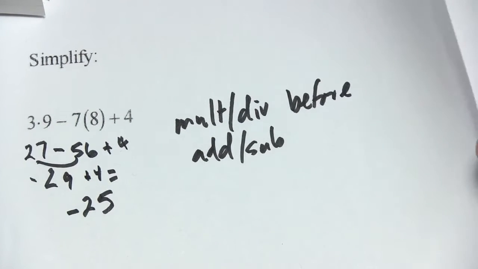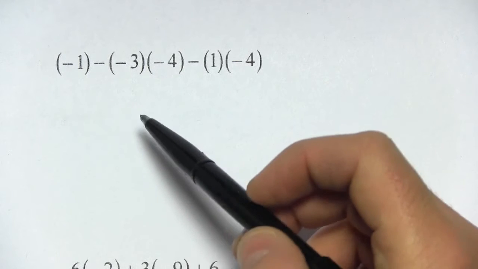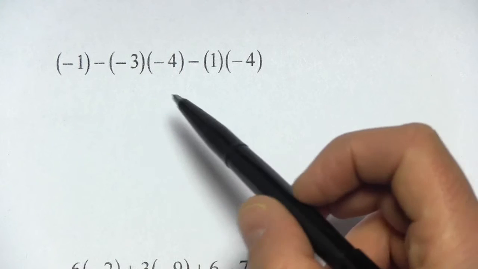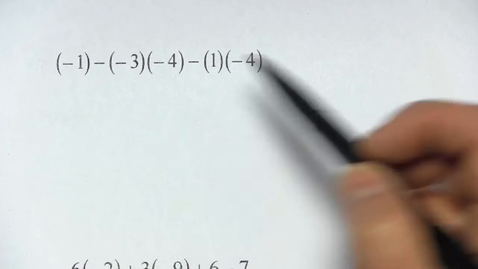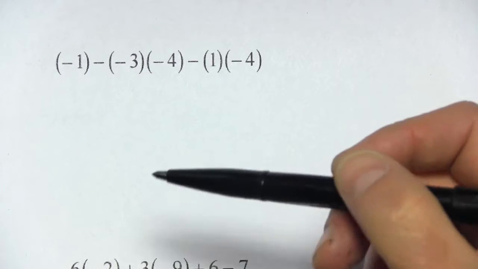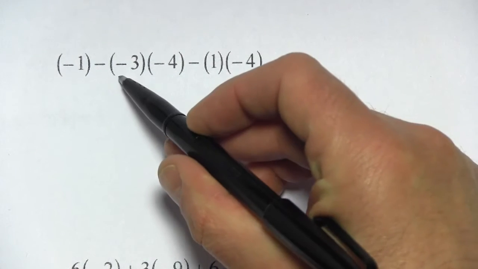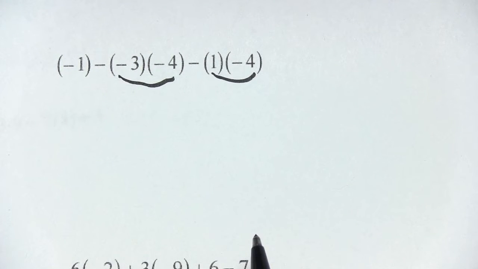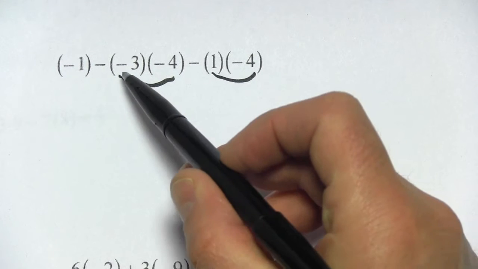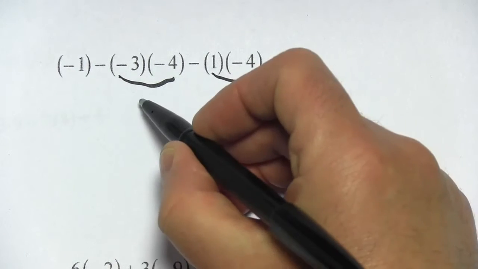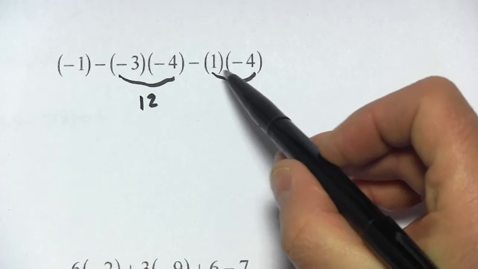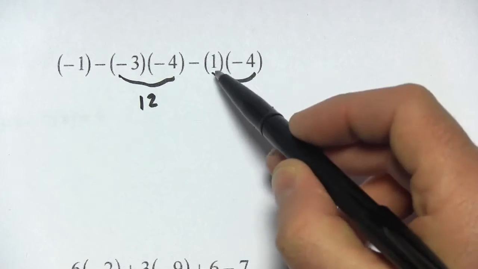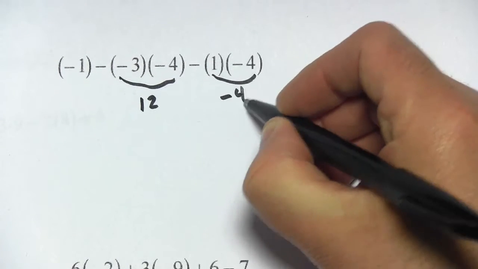Let's try another one. So here we've got a whole bunch of negative signs, which can get really confusing. But again, this problem comes down to a couple of multiplication problems and then a couple of subtraction problems, and we need to do multiplication first. So here we've got negative 3 times negative 4, and here we've got 1 times negative 4. You'll want to remember that when you multiply a negative by a negative, you get a positive. So this is just 12. And when you multiply a positive by a negative, you get a negative. 1 negative sign, negative; 2 negative signs, positive. So 1 times negative 4 is negative 4.